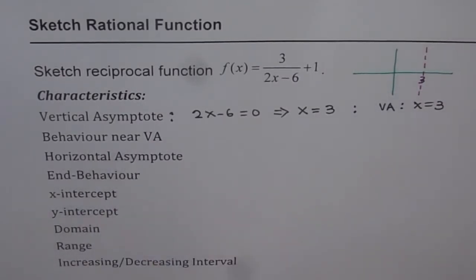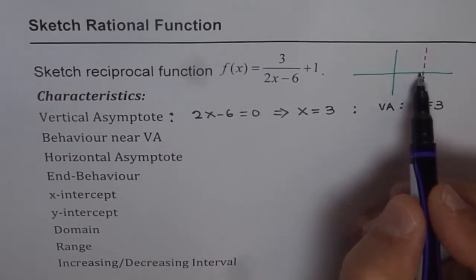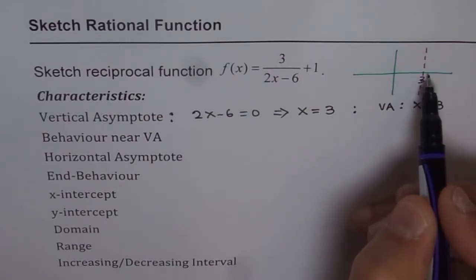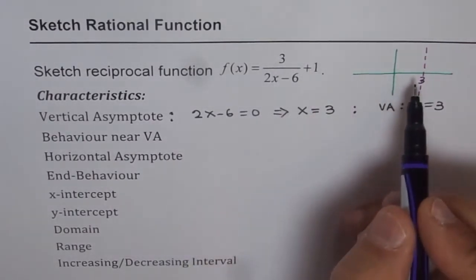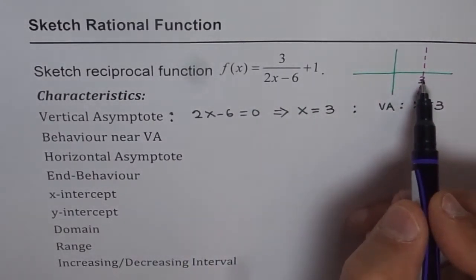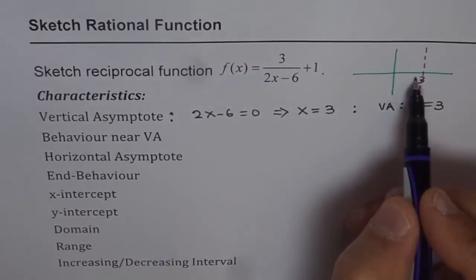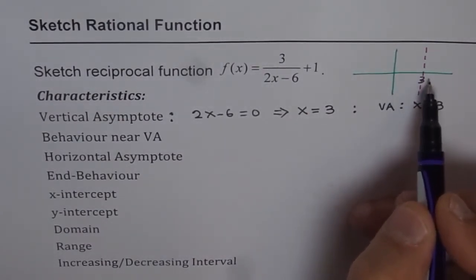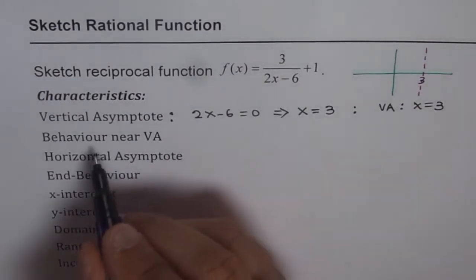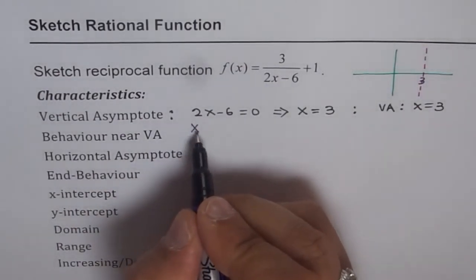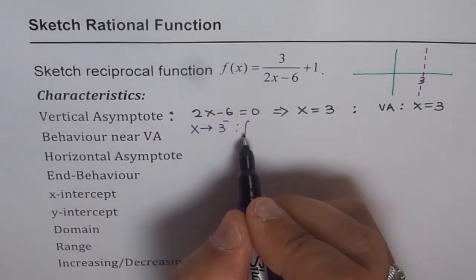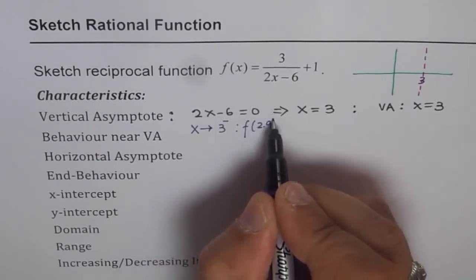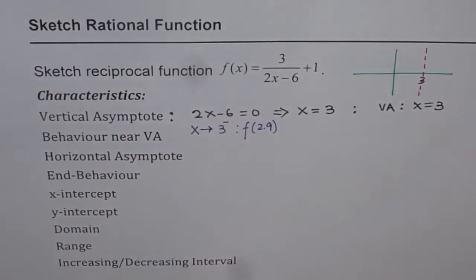Now, behavior near the vertical asymptote is what happens when we try to approach 3 from the left side and from the right side. You can find that by placing the value of x as 2.9, close to 3 but on the left side, and then 3.1, greater than 3. So we write this as: as x approaches 3 from the negative side, that means something like f of 2.9 is what?